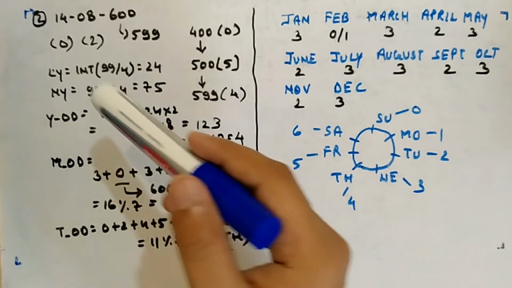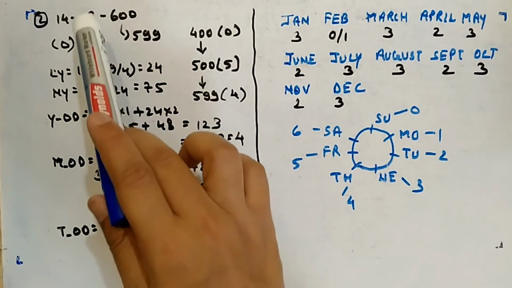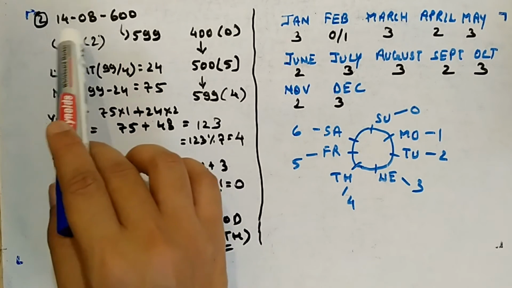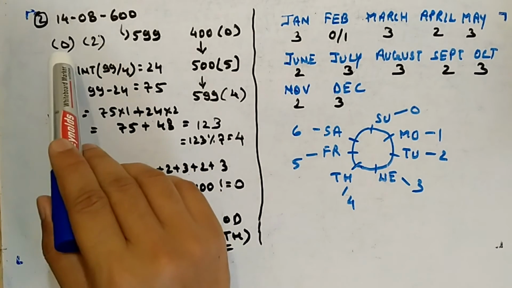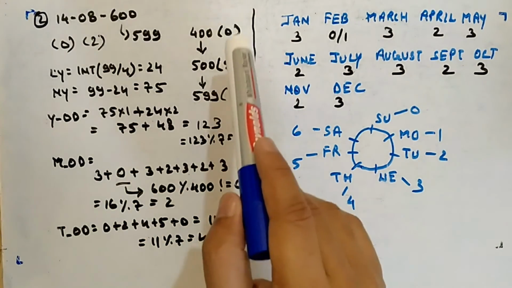Now finally, from the month you are getting 2 odd days, and this is from the date. If you divide 14 by 7, you will get 0 remainder, so 0 odd days from here. So total odd days will be 0 plus 2 plus 4 plus 5 plus 0.